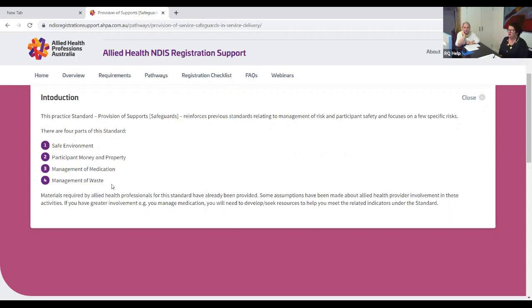The second one is participant money and property. So Kate, do you want to just talk about some of the issues that we had with this, with our allied health service? Yeah, so let's just start with the money. We provided in-rooms and community, but we changed our handling of money as far as invoicing, so that there was no money exchanging hands between the participant and the allied health workers. So we changed processes to get around that one.